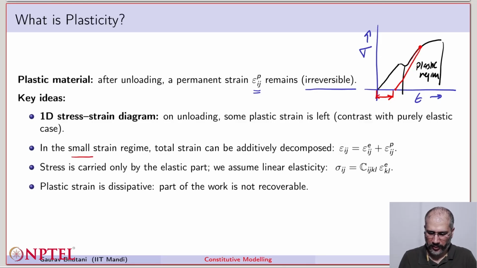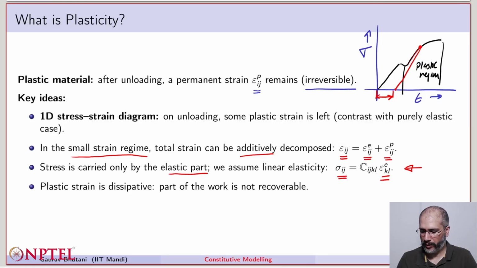In the small strain regime, that is, we're still talking about small strains, there is additive decomposition. That is, the total strain in the body that you notice at any time is a sum of elastic and plastic strains. Now, of course, plastic is something that stays in the body, so the stiffness of the material is primarily only because of the elastic part. That is, the stress that is generated in the material is purely because of the elastic strain. And for this small strain regime, we still assume the linear law between the stress and the corresponding elastic strain.